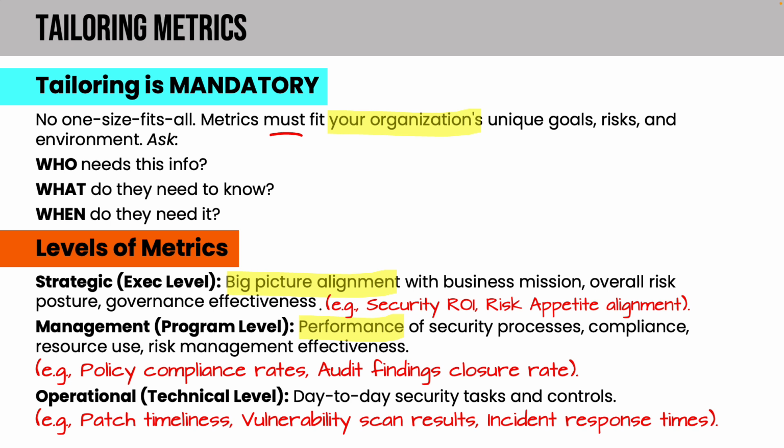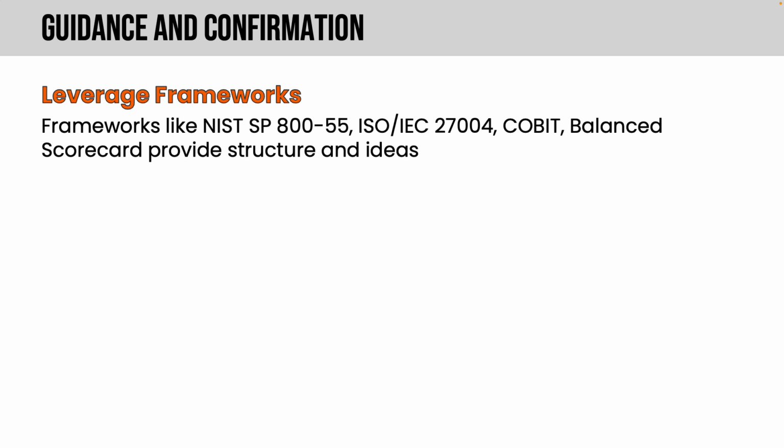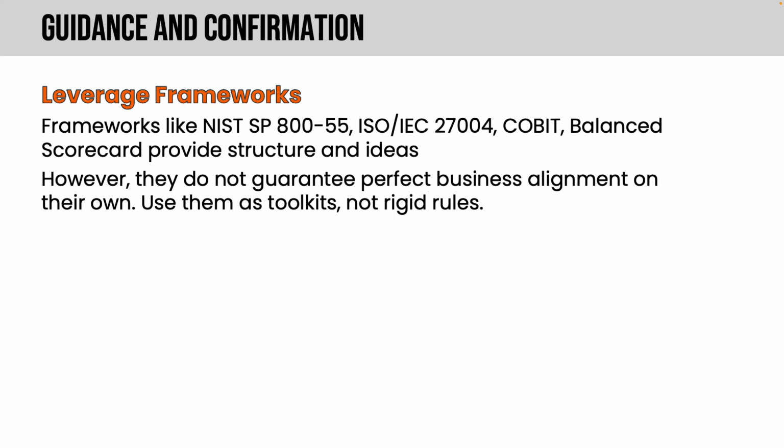So the metrics are going to vary by the audience we're dealing with, right? Looking at their level of visibility. So we can leverage frameworks here for guidance. So frameworks like NIST 800-55, ISO 27004, COBIT, the balanced scorecard we looked at earlier in the series can all provide structure and ideas. However, they don't guarantee perfect business alignment on their own. We can use them as toolkits, as guidance, not rigid rules.